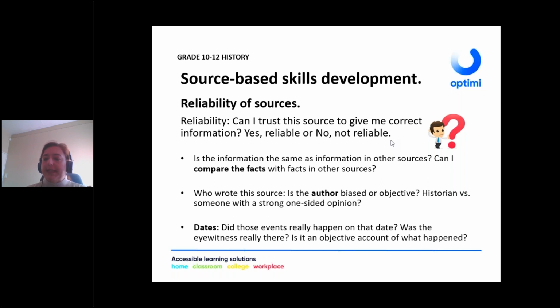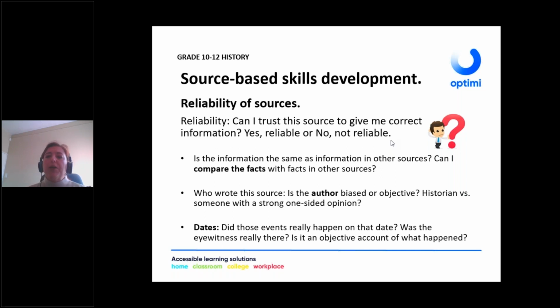Okay, now reliability of sources. Think about friendship. Think about your best friend. Can you rely on your best friend, for example? So reliability has a lot to do with trustworthiness. Can you trust the source to give you the correct information? So in Afrikaans, reliability is die betroubaarheid van bronne. Dink aan jou beste vriend of vriendin, byvoorbeeld, is jou vriend of vriendin betroubaar? Kan jy hierdie persoon vertrou? En dit is dieselfde met bronne in geskiedenis. Can you trust the source to give you the correct information? So you can write either yes, it's reliable, or no, it is not reliable.